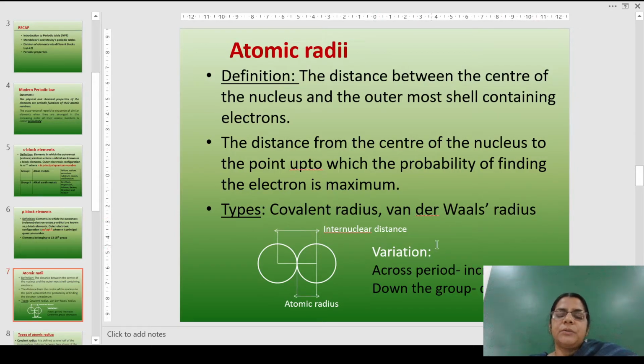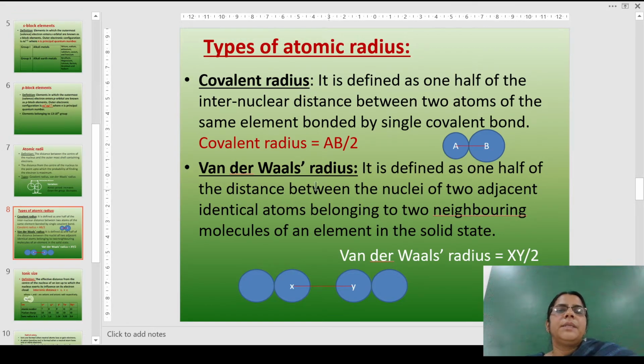The variation or the trend of atomic radii in the periodic table is, as you go across the period it will increase and down the group it will decrease. As I said, there are different types of atomic radii.